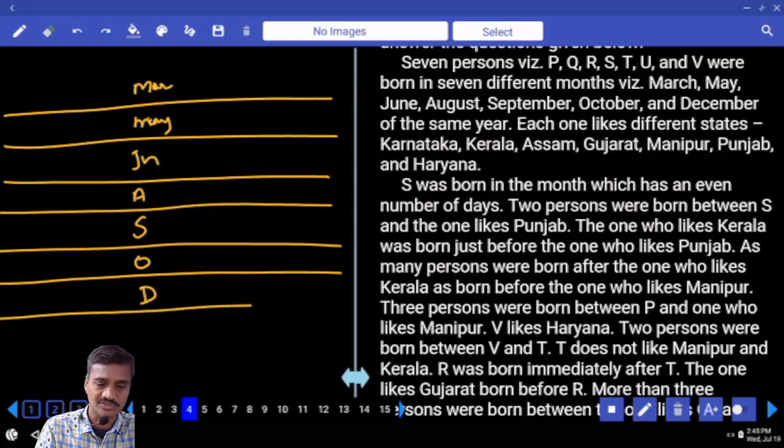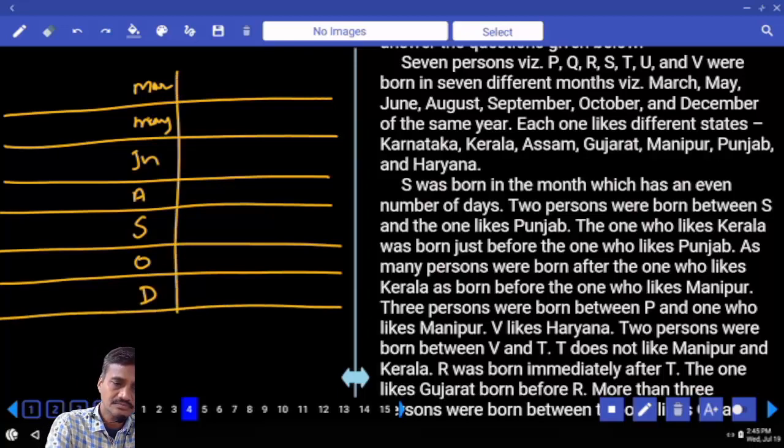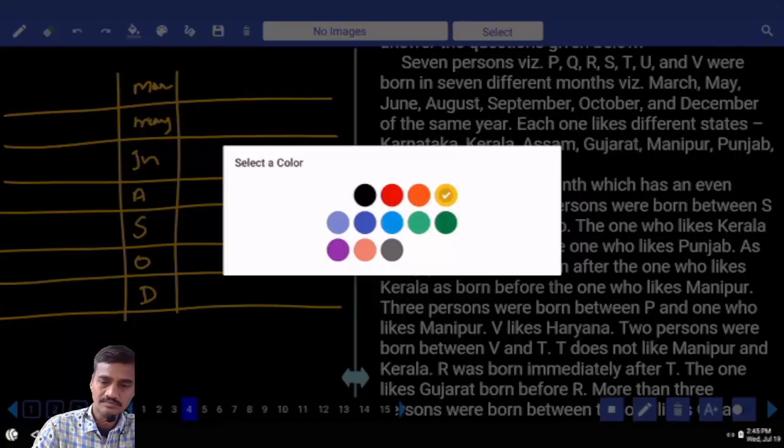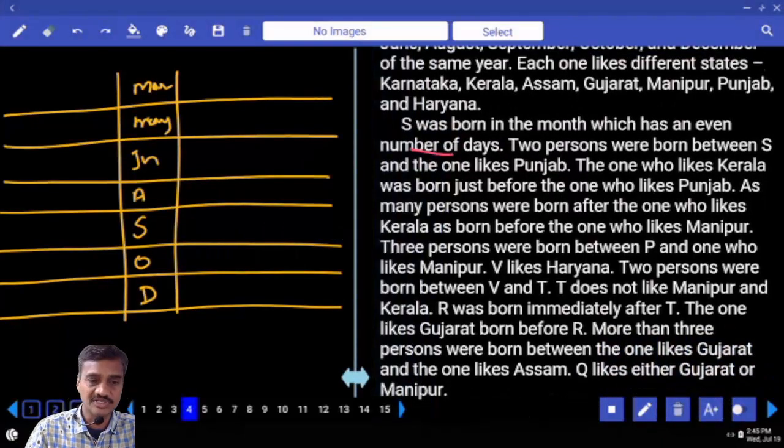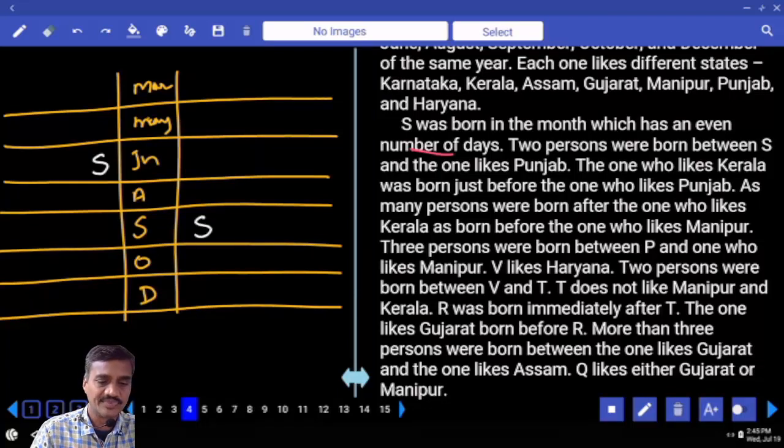Then coming to condition number 1. First one, S was born in the month which has even number days. Even number days means 30. Then what are the different possibilities we have? S can be in the month of June, August, September, October. There are only 2 months which have even number days. Now 2 persons between S and the one who likes Punjab. Now Punjab is here. Now S and the one who likes Punjab must be in the month of May.